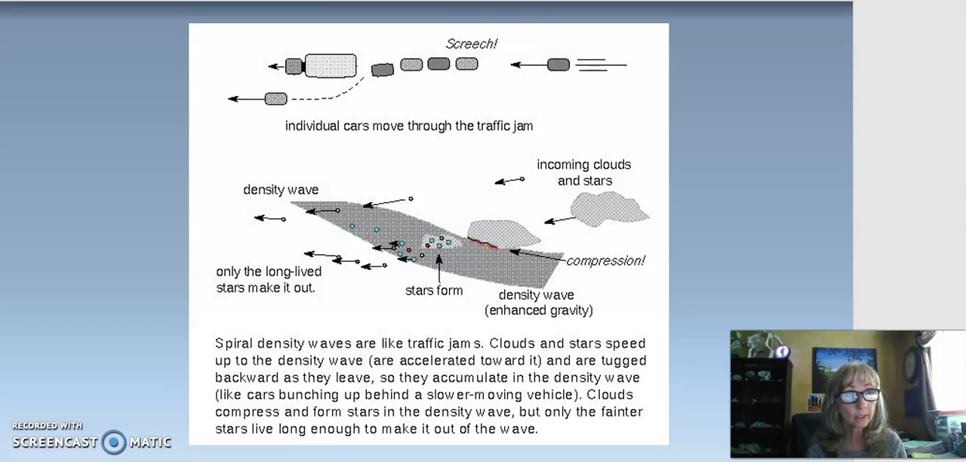Stars form. They're still moving through the density wave, but only the smaller, longer living stars make it out the other side. The great big blue hot ones and the big white hot ones live their whole lives in that density wave and die before they escape. This is the theory, and we do see that. We see that in real life.